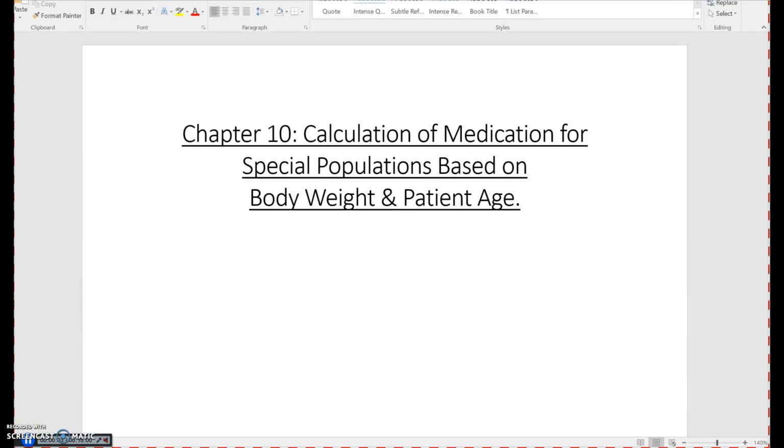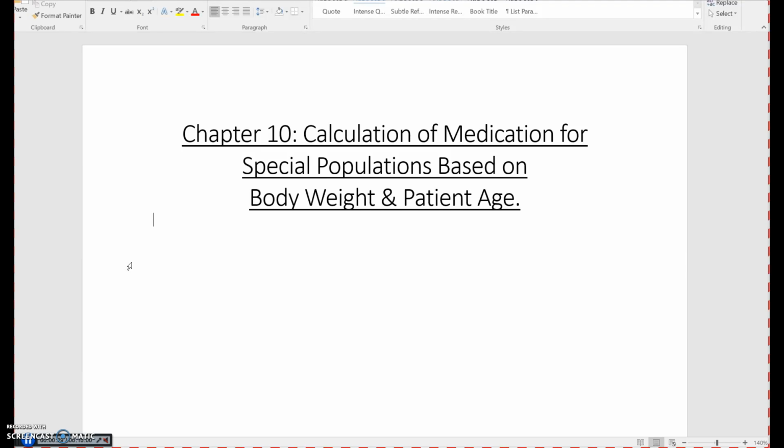All right, you guys, this is chapter 10, which is titled Calculation of Medication for Special Populations Based on Body Weight and Patient Age. This is lecture 4. Again, as usual, I start off with the disclaimer that you guys should have already read your book for chapter 10. You should have already reviewed the PowerPoint and read the lecture notes.